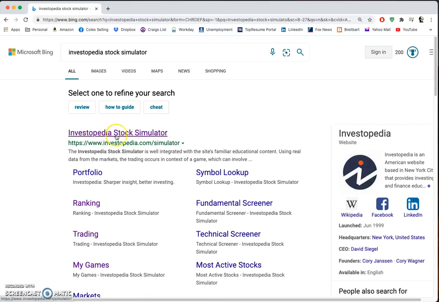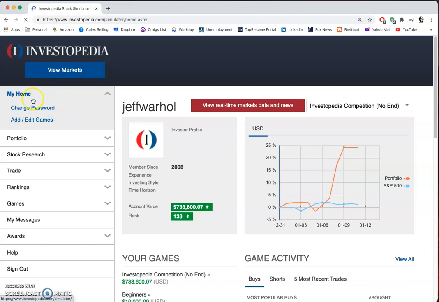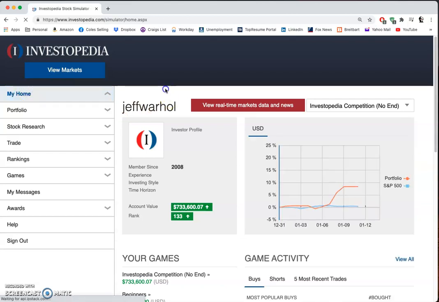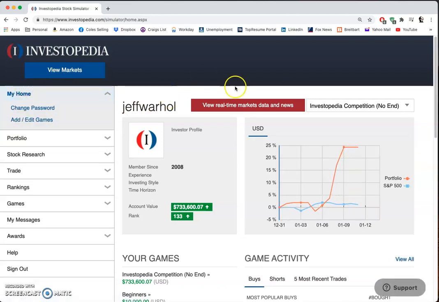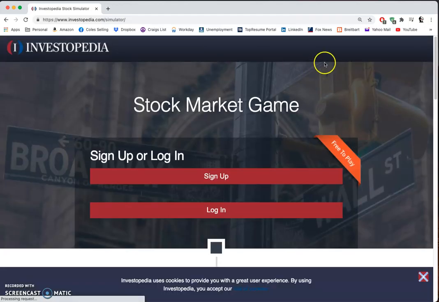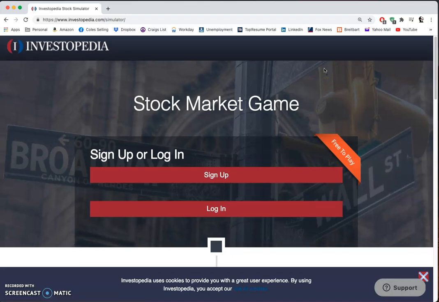Okay, and it's right here, Investopedia stock simulator. And when you go into it, well, this is my home. Actually, let me sign out, and I'll sign back in. So this is the page that you will probably see.